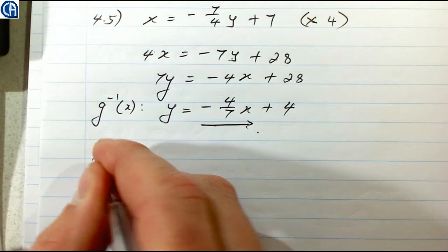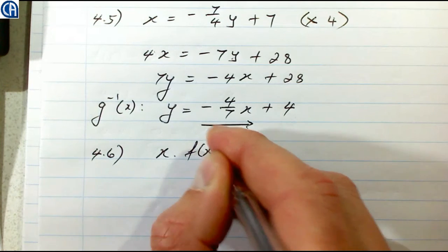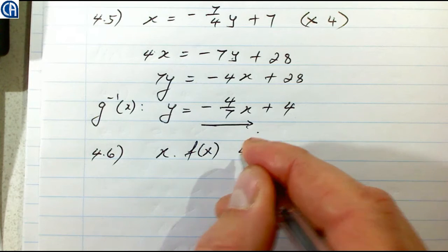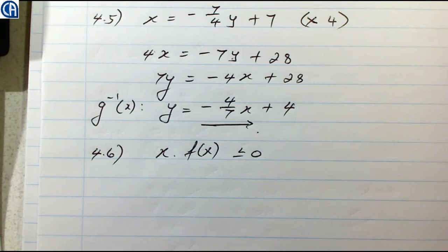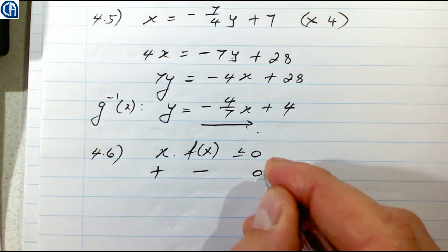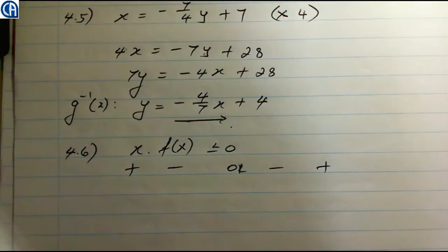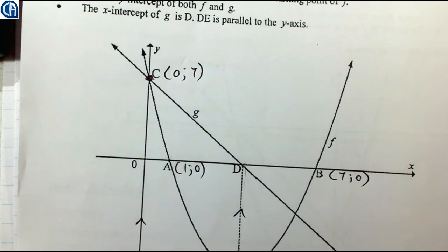4.6, for which values of x is x times f(x) less than or equal to 0. Okay, let's have a look at that. So that's where the one is positive and the other one is negative, or where the one is negative and the other one is positive. Right. Okay, so let's do that. Let's just find our piece of paper quickly.